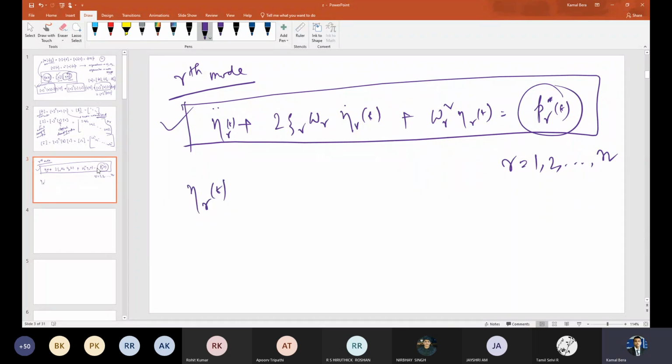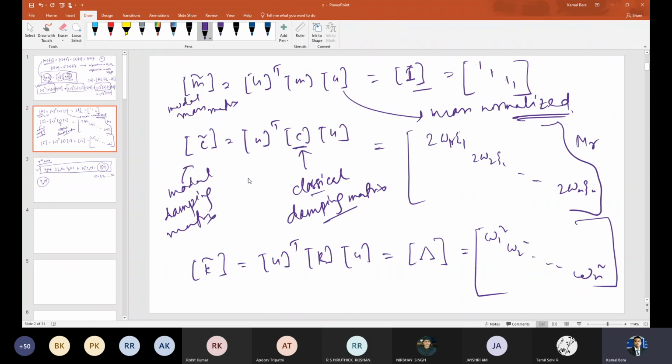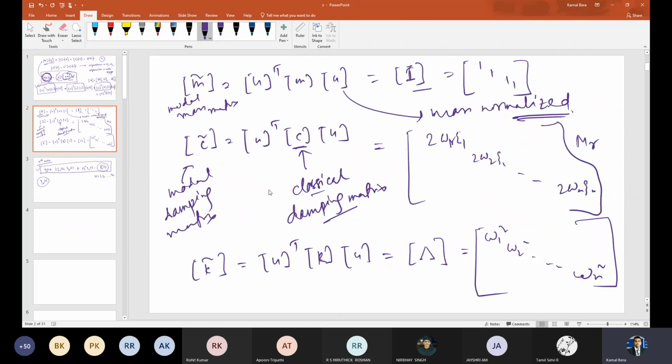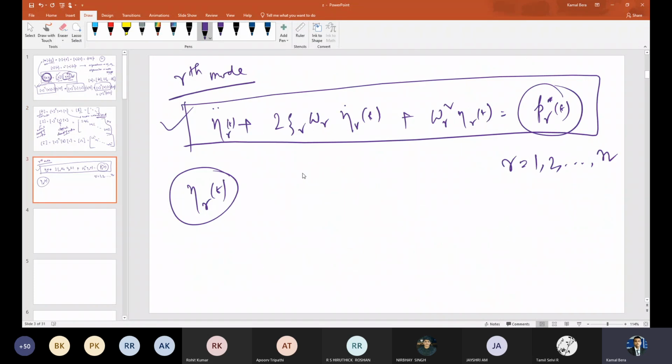Okay, and I already discussed how to find out the initial conditions in the modal coordinate, because your initial condition will be given in the physical coordinate, in x t. So from here you have to find out the initial displacement at time t equal to 0 and initial velocity at time t equal to 0, in the modal or principal coordinate, by invoking the orthogonality principle. Already discussed many times. Once you get that, you can solve this equation, and then you will find out the expression for eta r t.